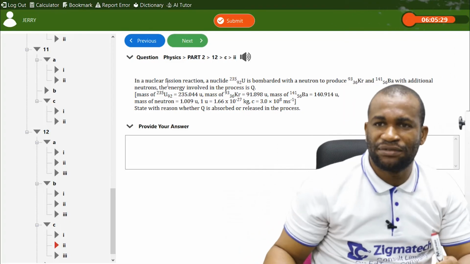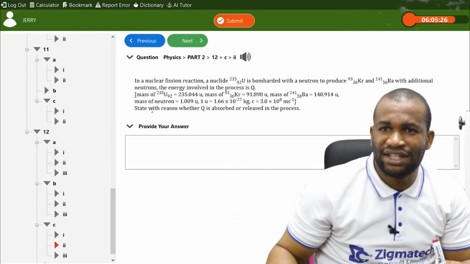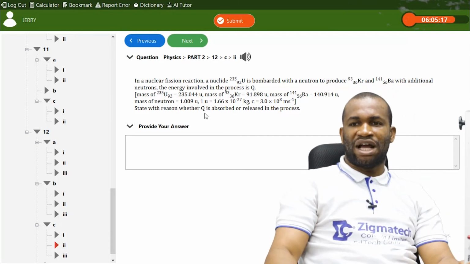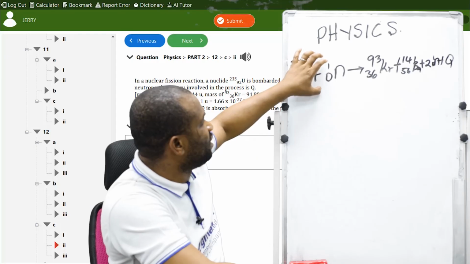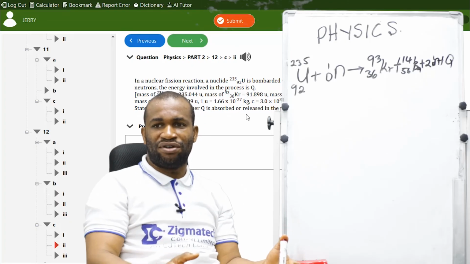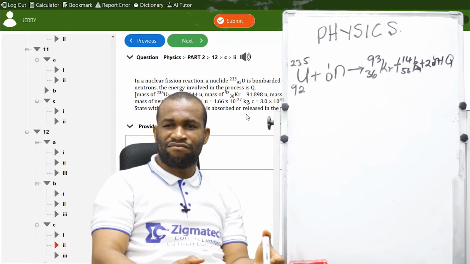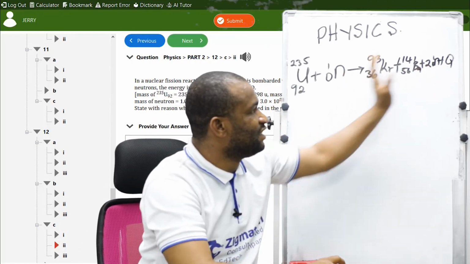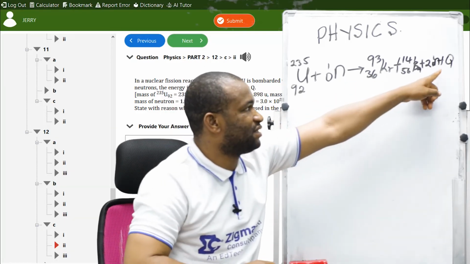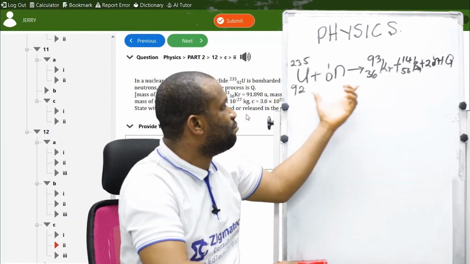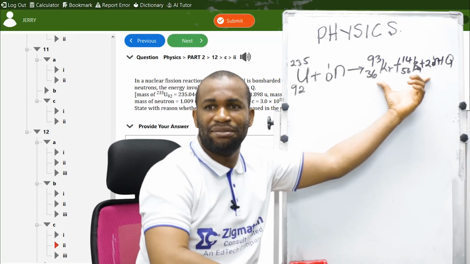In the nuclear fission reaction, we have read this before. State with reason whether Q is absorbed or released in the process. The reason for Q to be released is that the mass of this side must be greater than the mass of this side, because this is the energy released as a result of the mass defect. Mass defect means imbalance between the masses of the parent atom and the daughter element.